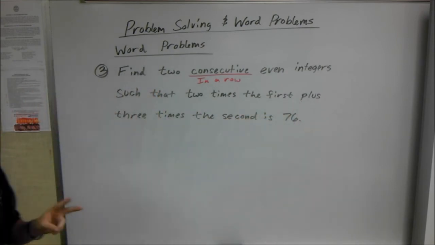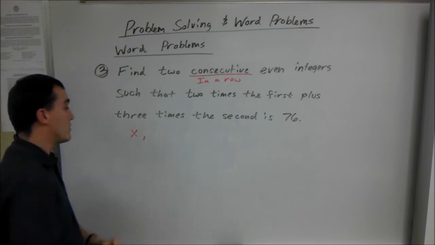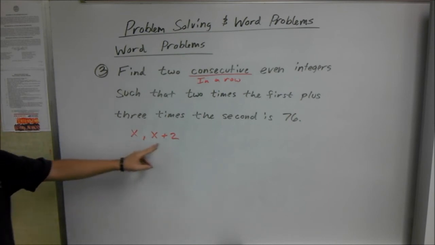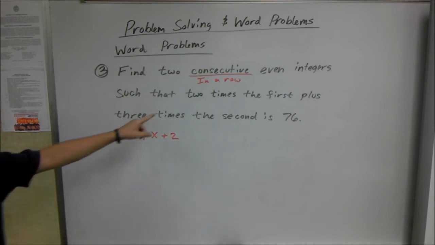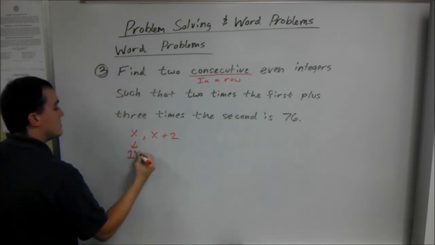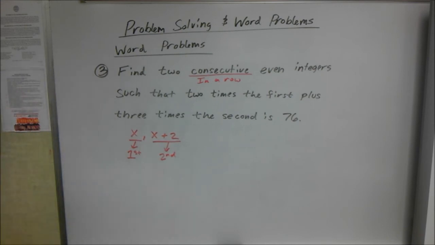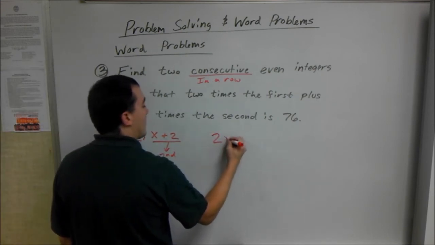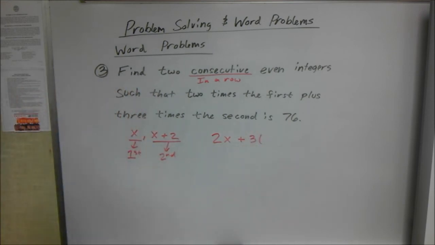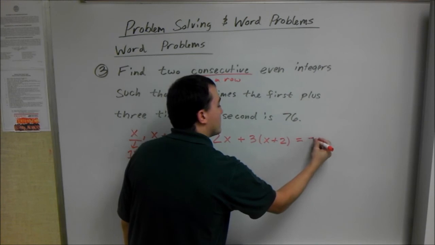All right, well, we know our two numbers. We can call one of them x, and we know if they're even, they're 2 apart from each other. So we have the second one is x plus 2. So the first number is x, the second number is x plus 2. We know 2 times the first, okay, so we can call this the first number, and this is second. 2 times the first, so 2 times x, plus 3 times the second, and the second is all of x plus 2. And the sum gives you 76.